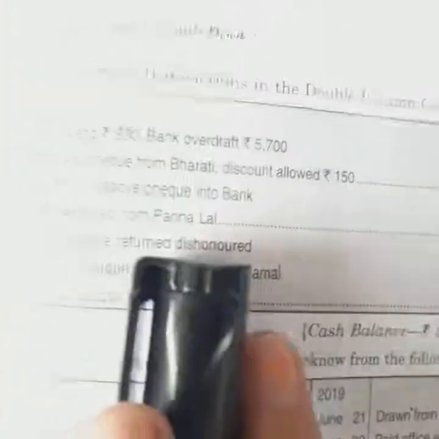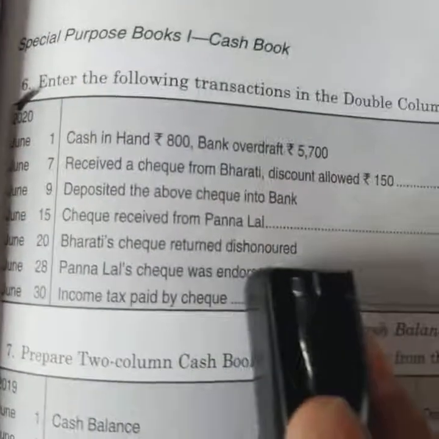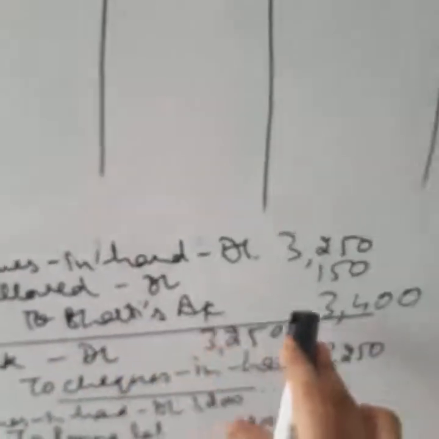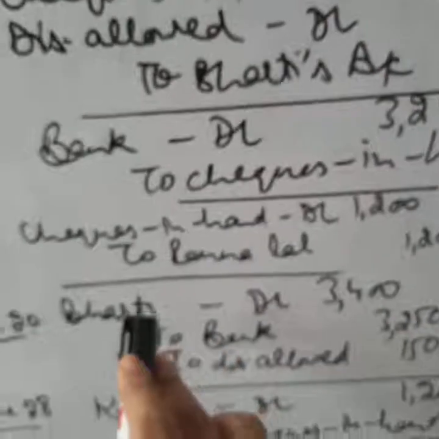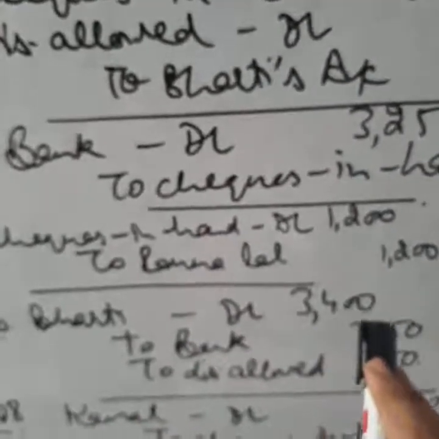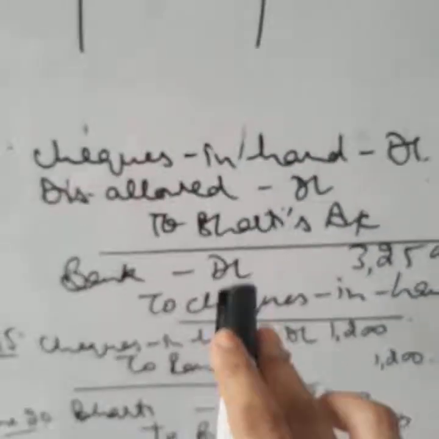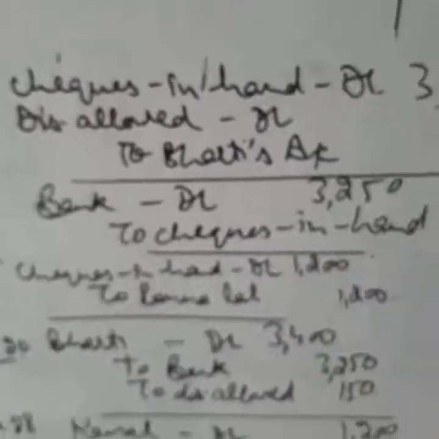Next is Bharti's check returned dishonored. Bharti's check has been dishonored. So that means Bharti again will become our debtor. We were to receive from Bharti 3400. We'll now receive again from Bharti 3400. She will again become our debtor. So debit her account.